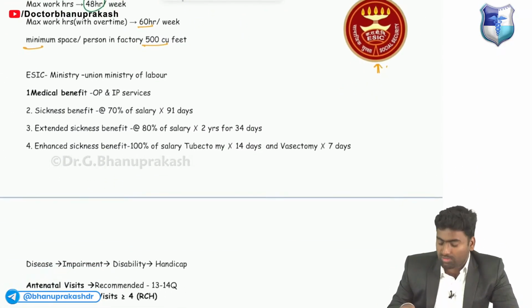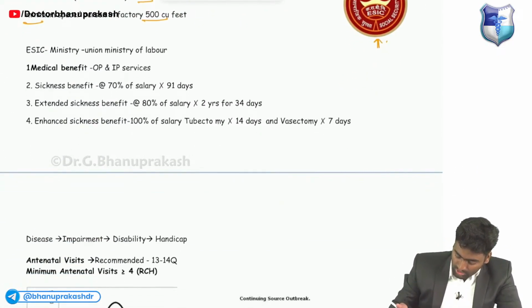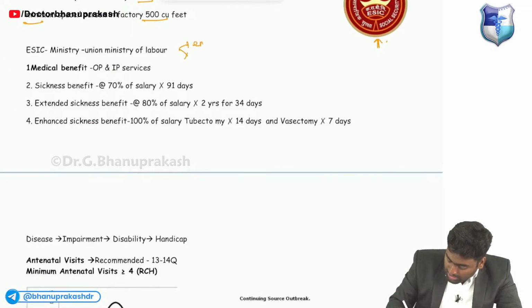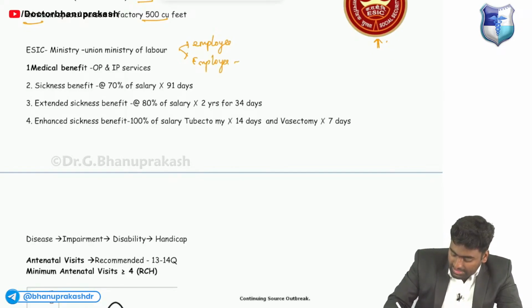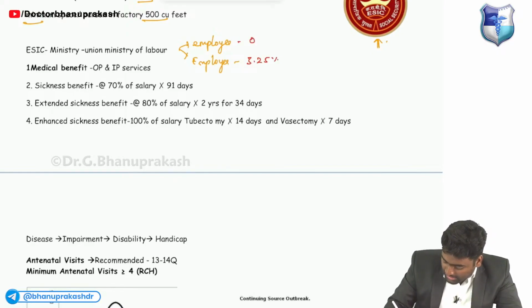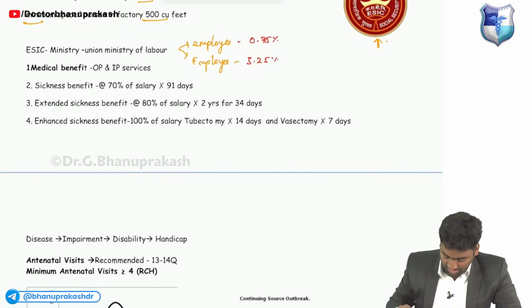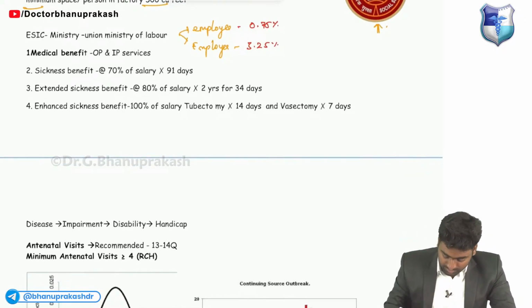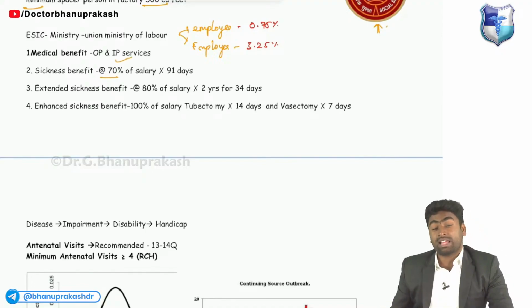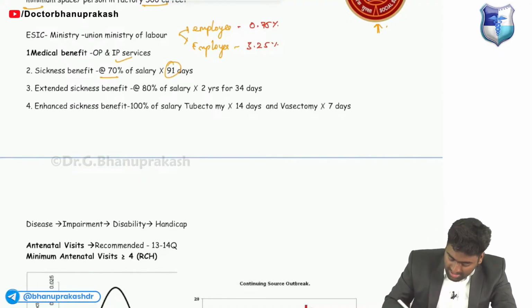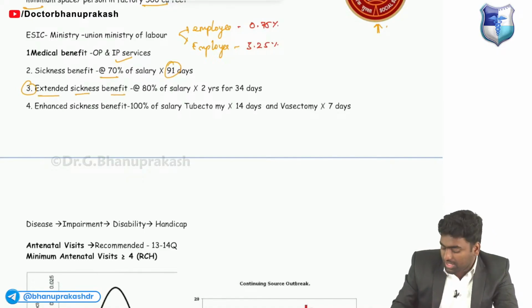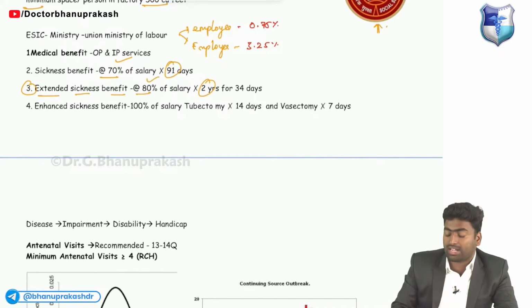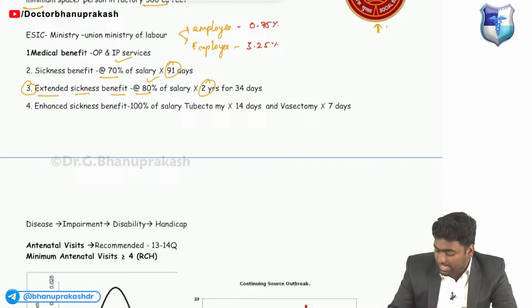And we know ESIC has a few benefits. The employee and the employer contribute. The employer pays higher, around 3.25% of the wage, whereas the employee pays 0.75%. Fine. And the benefits include sickness benefit. In sickness benefit, he will get 70% of the salary for 91 days. Whereas for extended sickness benefit, for 2 years he will get 80% of the salary.